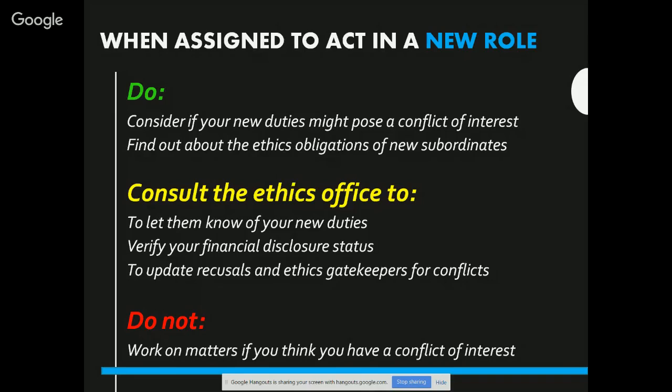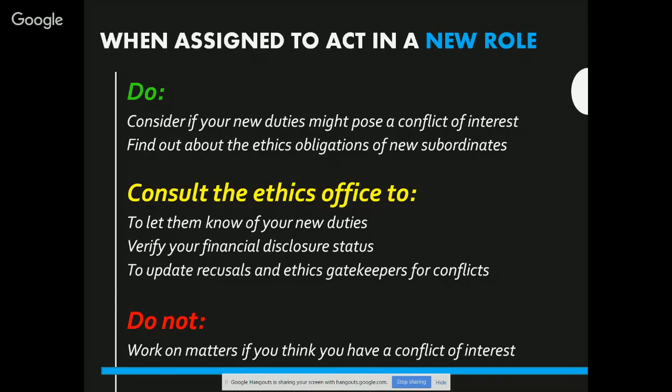Another thing we want people to be mindful of is not to act if they think they have a conflict of interest. When we get new work, that's one way we can come to new conflicts of interest, as well as if we have new financial holdings. I think employees tend to be very sensitive to the conflicts posed by new financial situations, but new duties maybe don't set off those alarm bells quite as loudly. So this is something we could emphasize when talking about being assigned to a new role.